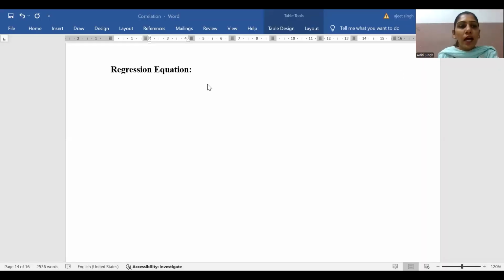Now let's start with the regression equation. As we have already discussed the meaning of regression, its types and the regression line, let's once again understand the equation of regression. So the equation is for x on y. Regression equation x on y.